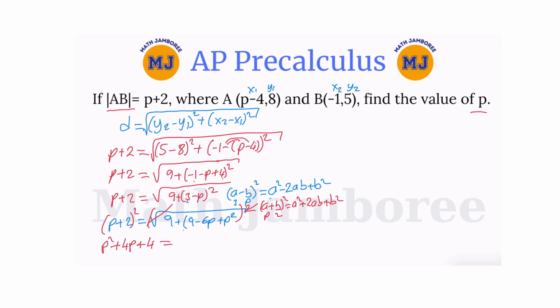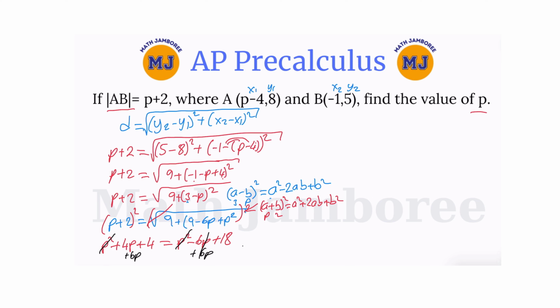9 plus 9 is 18, and I'm going to give them an order. I would like to write the P squared first. P squared minus 6P plus 18. If you pay attention, you will realize that there are P squared on both sides. You can cancel them out and add 6P to both sides.